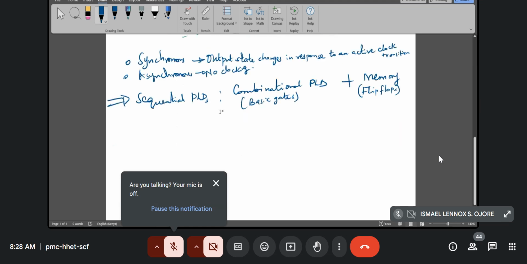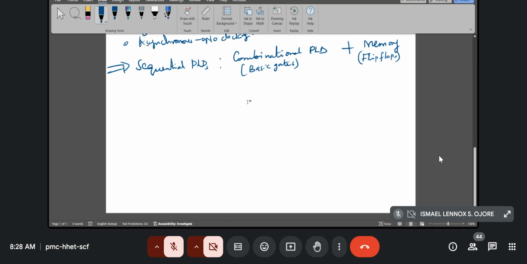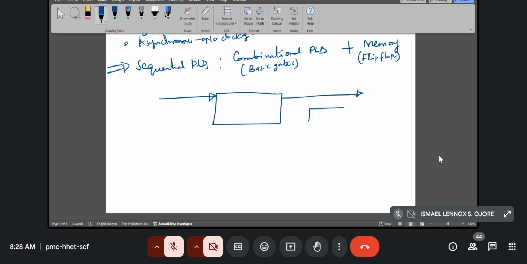If we are to depict that in the same kind of diagram, we'll have something of this nature. We have inputs, we have outputs, then we have a memory unit and the feedback path.